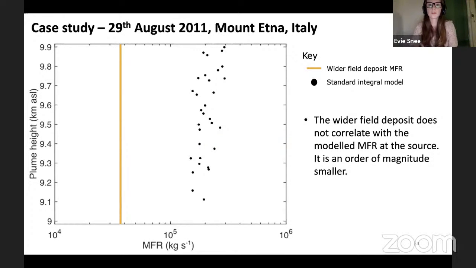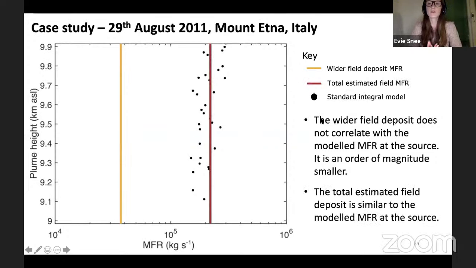Along with this, I've plotted these black dots, which are the mass flow rate estimate from the standard integral model when it's being constrained with the observations of just the final plume height. So this 9 to 9.9 kilometers above sea level. And we can see this discrepancy for all the different height ranges between the mass flow rate estimate from the model and that of the field deposit analysis.